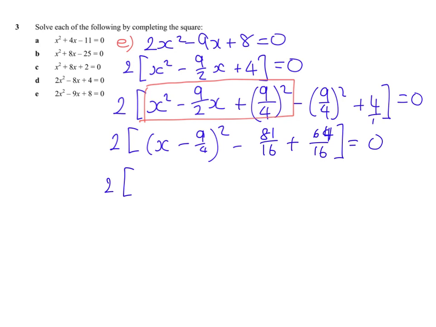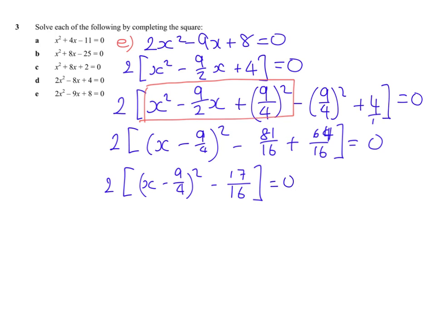Now, getting closer to the end, x minus 9 over 4 squared, and if I worked these ones out, I end up with minus 17 over 16. Okay, so it looks a little bit ugly because of the fractions, but don't stress. Now I've got it as the difference between 2 squares. I've got my 0 on the end.